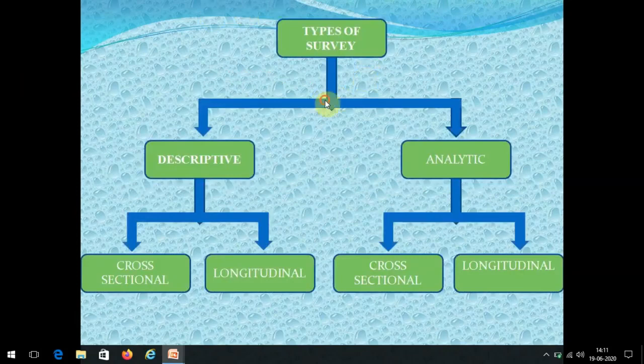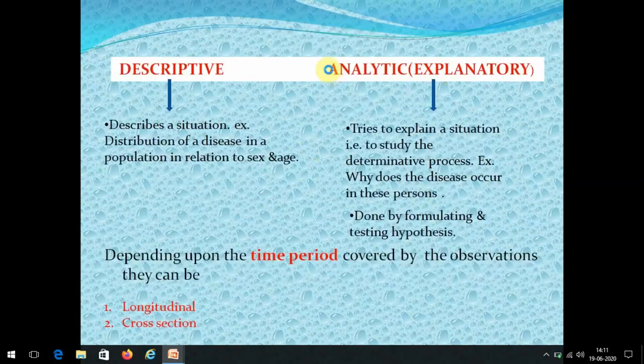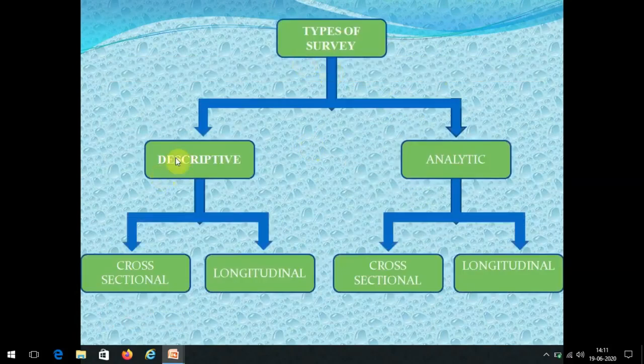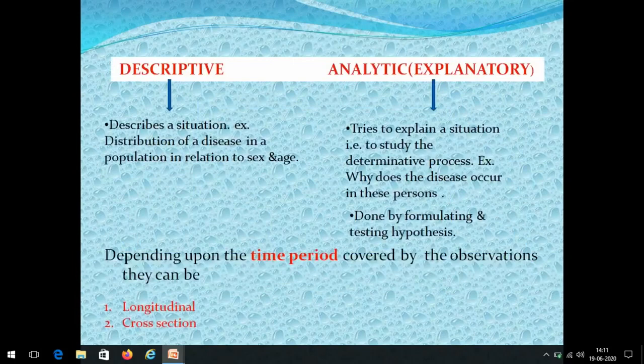So the types of survey, as I told you, there is no experimental method. So it is nothing but the observational part, that is descriptive and analytical. In descriptive, we have cross-sectional and longitudinal, and even in analytical, we have cross-sectional or longitudinal. So descriptive study and analytical study.